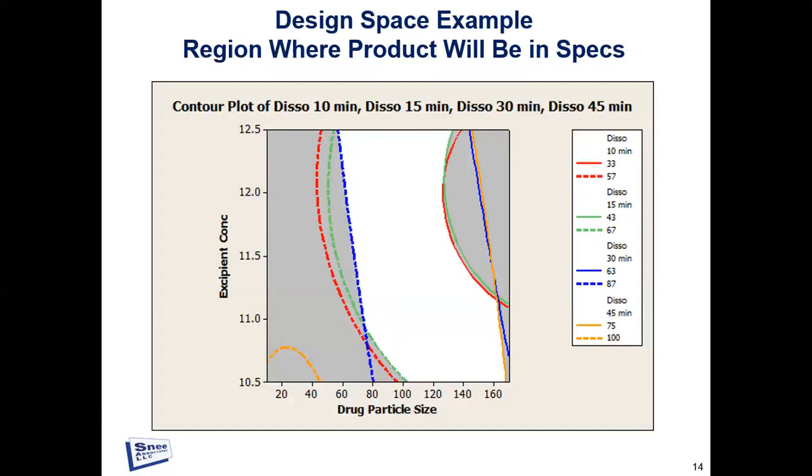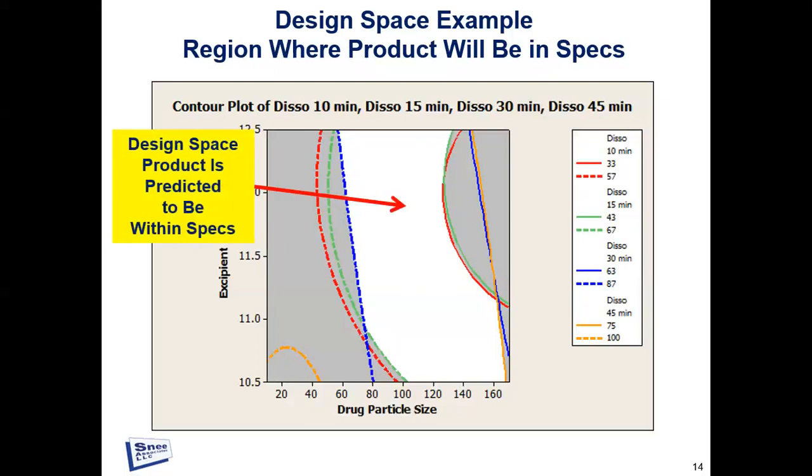Here's another example of a product that I worked on for one of my clients. This happens to be, again, a pharmaceutical tablet. There are two different variables here, the two process parameters. One on the x-axis is the drug particle size. The other one is the excipient concentration. Here again, the critical parameter, if you look on the right-hand side, is dissolution, where it has a 10-minute specification, a 15-minute specification, a 30-minute specification, and a 45-minute specification. The white area is the combination of drug particle size and excipient concentration that will meet all of those specifications. So we can manufacture the product.